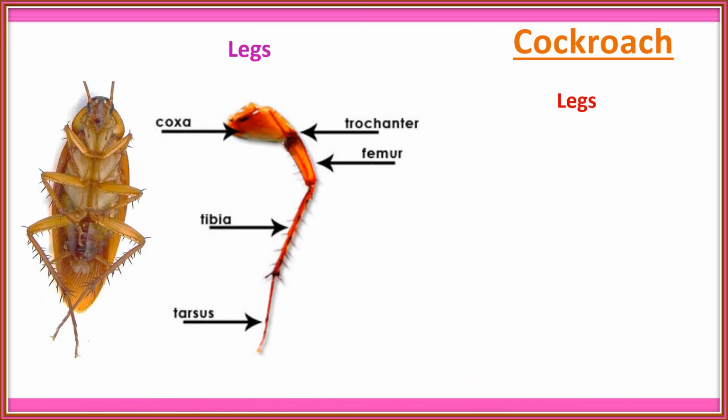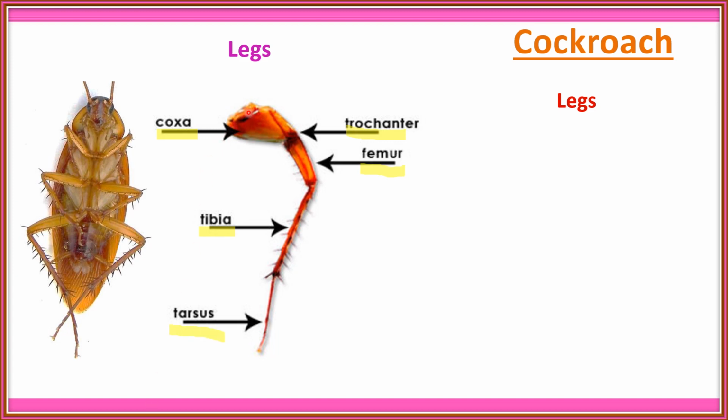Want to look at the legs now. When you look at the legs, you will be able to see the first part here, which is the coxa. Then from the coxa we have the trochanter. Trochanter is the connecting point here, from the coxa to the femur. Then we have the femur, we have the tibia, and then the tarsus. So those are the different parts.